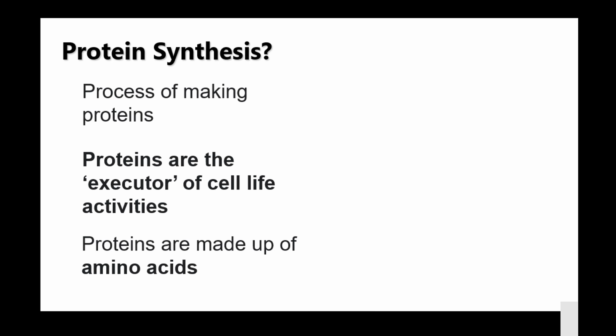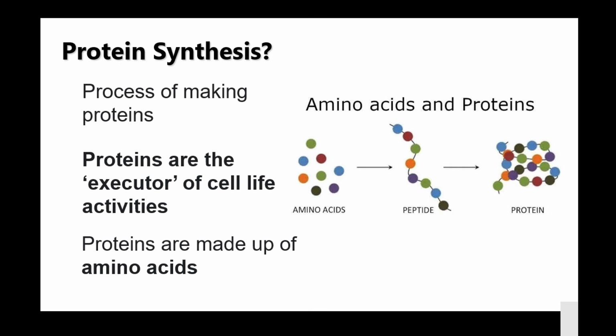Remember, proteins are made up of amino acids. Amino acids are the building blocks of proteins, so without these amino acids, there will be no proteins. In your screen, makikita din natin na before amino acids become proteins, they become peptides. So peptides are short amino acid chains. Mamaya makikita natin kung paano na-form ang peptide at ang protein.